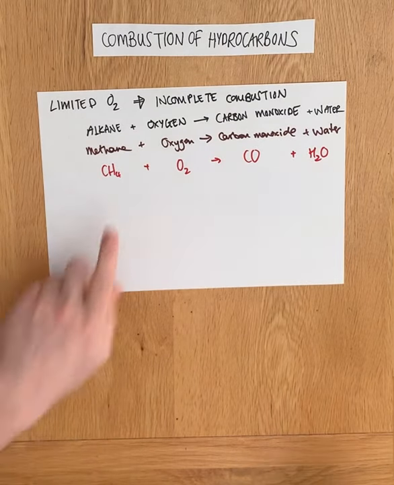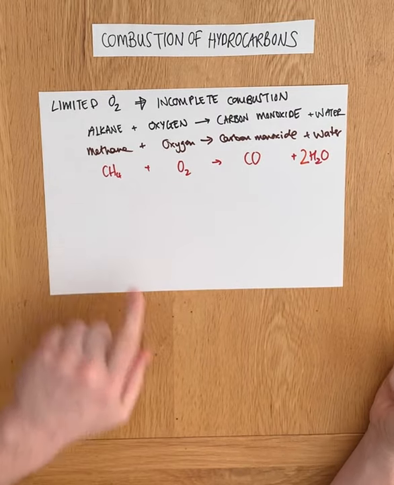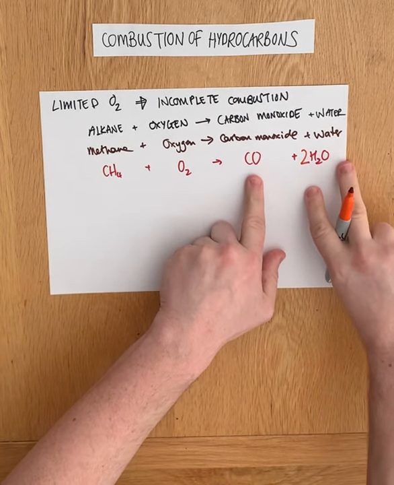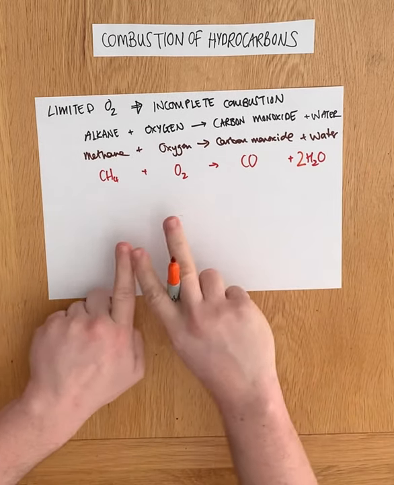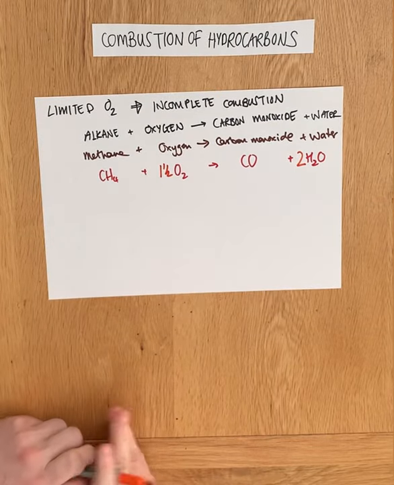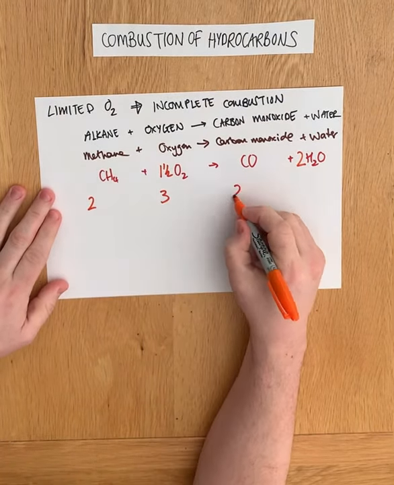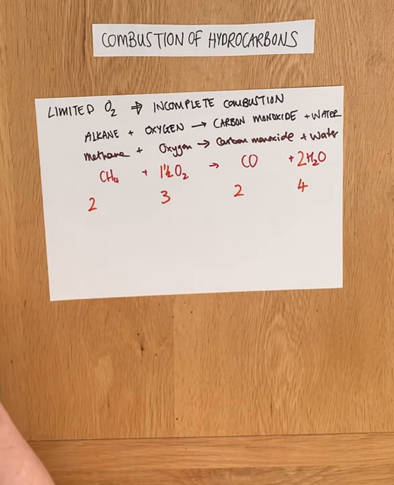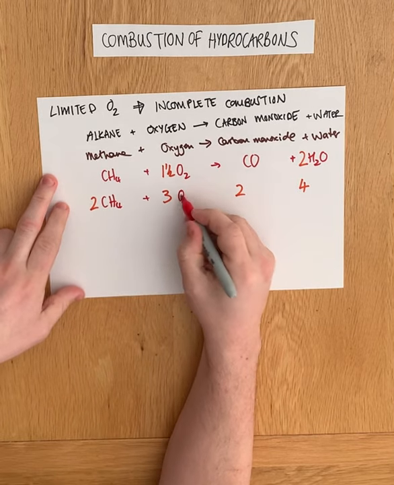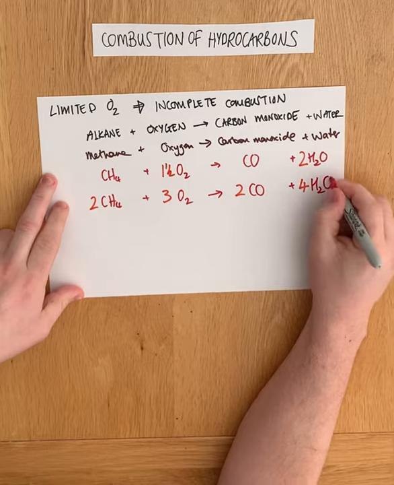Balancing this equation: 1 carbon, 4 hydrogens, 2 waters. 1, 2, 3 atoms or moles of atoms of oxygen, halve it, 1.5 O2s. If you wish, you can double the equation if you prefer integers. If you prefer whole numbers for your balanced equation, both are correct.